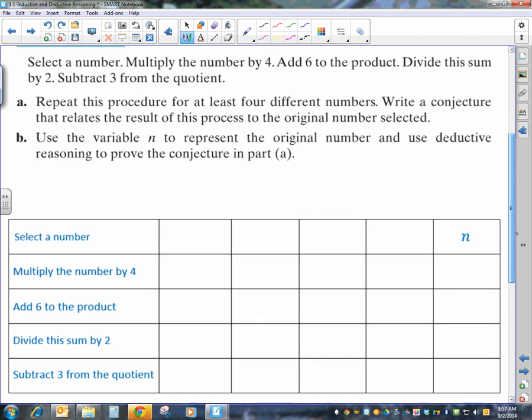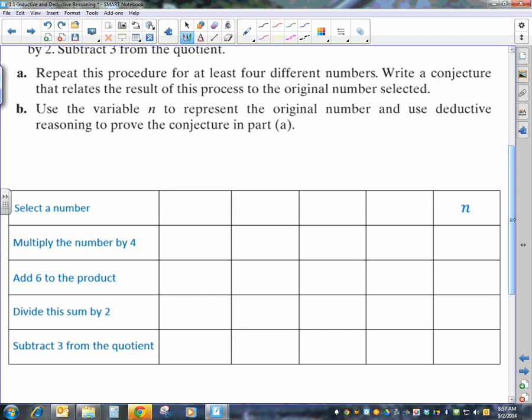So I made a chart to help simplify the process for us. And I'm just going to pick some numbers. I'm going to pick 3, 8. I want odd and even, 1, 2, 3-digit numbers. Okay. And I'm going to go down. 3 times 4 is 12. 12 plus 6 is 18. 18 divided by 2 is 9. And 9 minus 3 is 6. And we'll go to the next one.